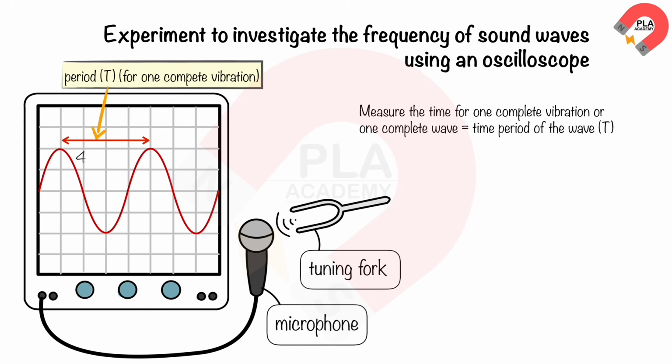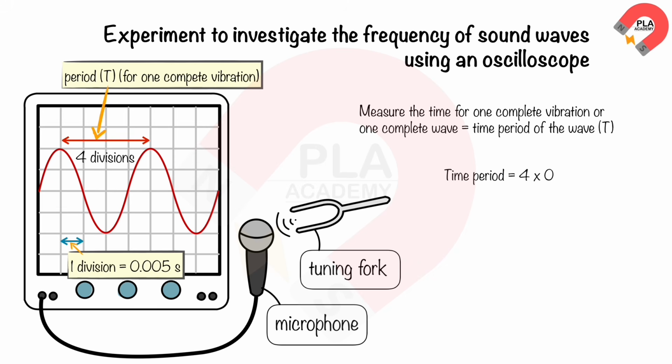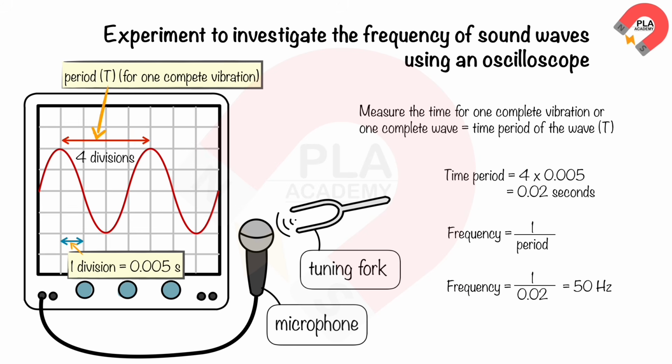On the screen, the distance between peaks is 4 divisions. And one division is set to 0.005 seconds. Then, the period is 4 times 0.005, which equals 0.02 seconds. We can then find the frequency of the sound, f, using the equation: frequency equals 1 over period. So, frequency equals 1 over 0.02, which is 50 Hz.